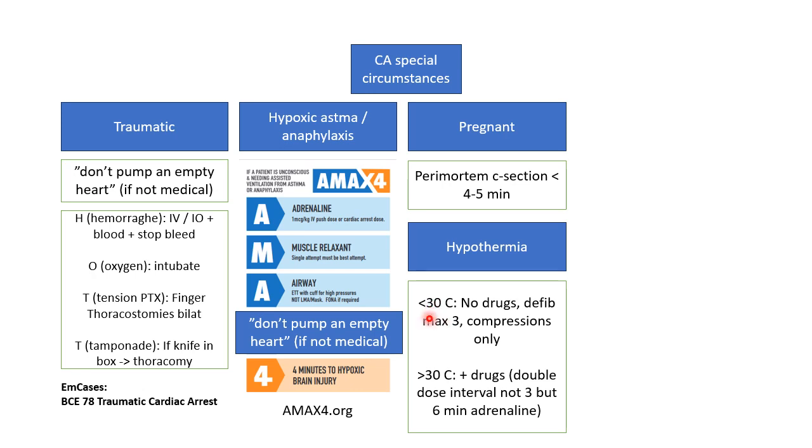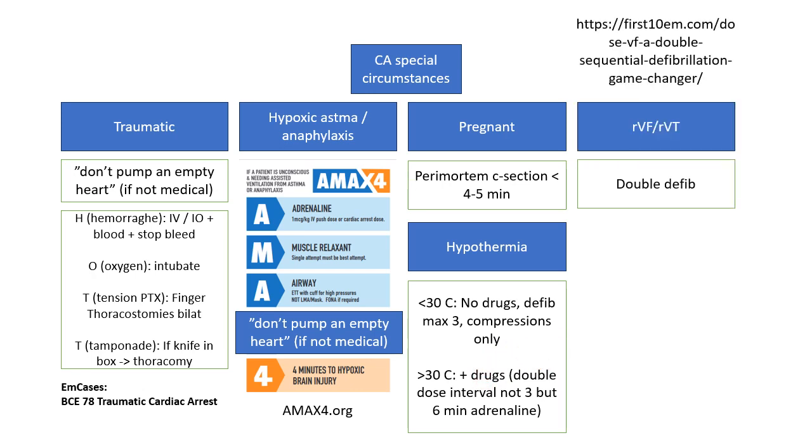So if you're below 30 degrees, you don't give any drugs. You may defib maximally 3 times. You may do intermittent compressions or compressions only. If you're above 30 degrees, then you do give drugs, but at a double interval. All right. If you have this refractory VF/VT, like 3 times or more, then you will give amiodarone, but you don't think it works. It has a high number needed to treat.